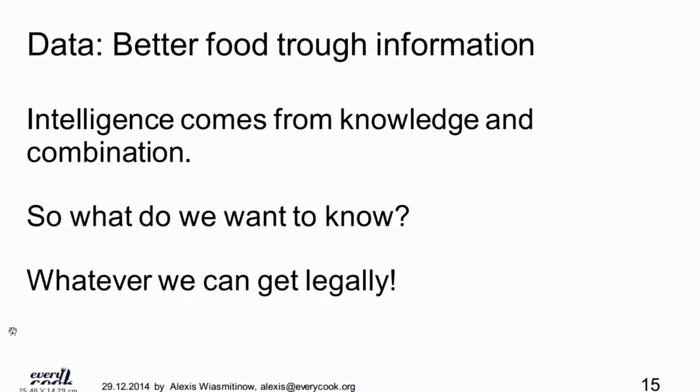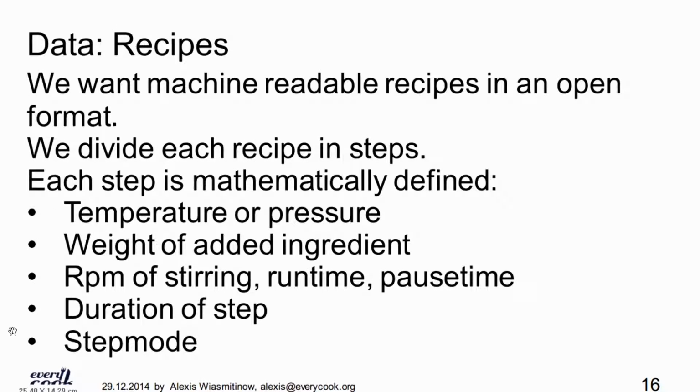We want all data we can get legally, and there's a lot of data available. Of course, the recipes, the machine-readable recipes, as I said, for each step, we want temperature or pressure. I mean, for pressure cooking, we want the pressure, because we can't fix pressure and temperature at the same time, or we are over-defined. Then, of course, the weight of the added ingredients, RPM of stirring, how long do you want to stir before we make a pause? So we want to make intermittent stirring if possible, and the duration of that step.